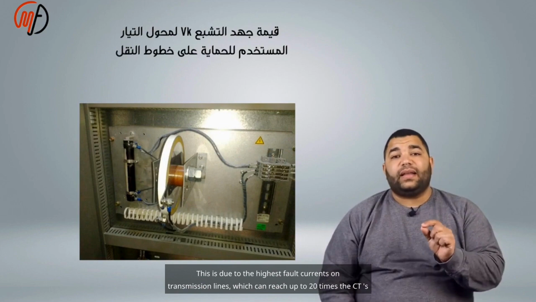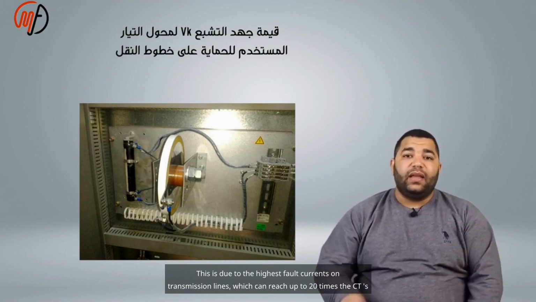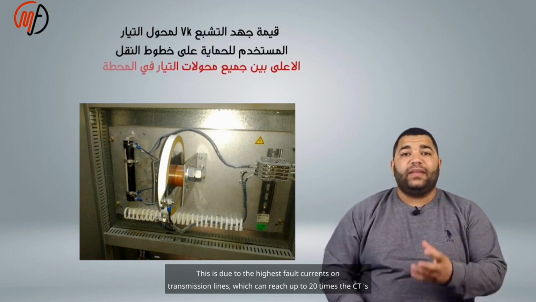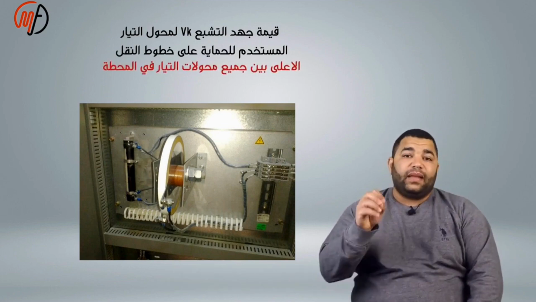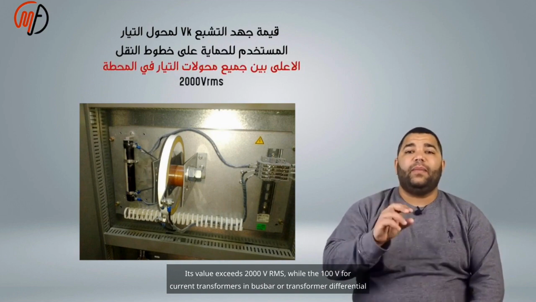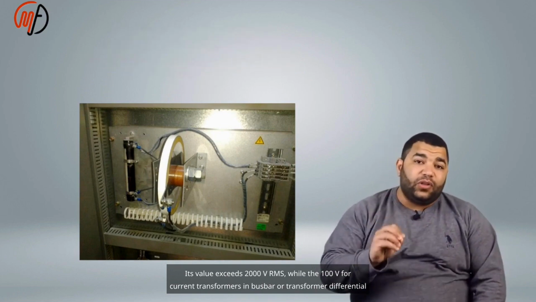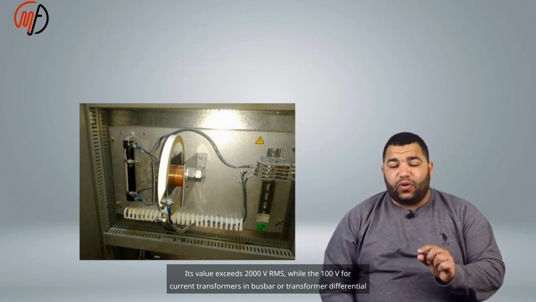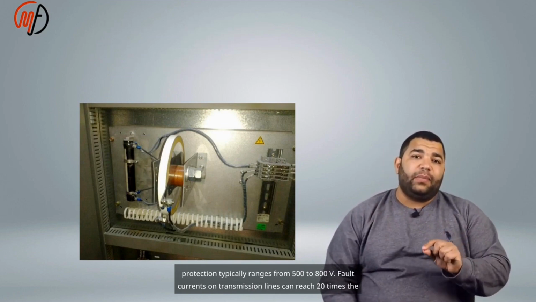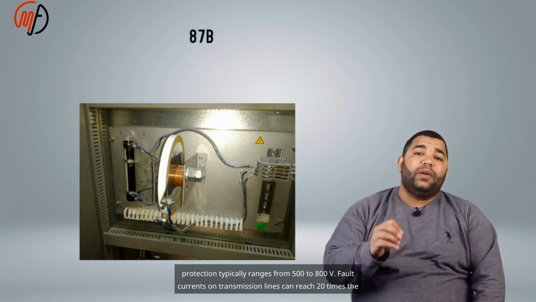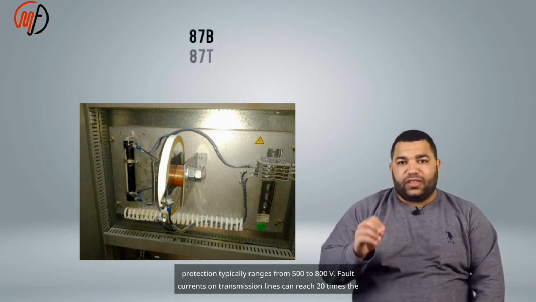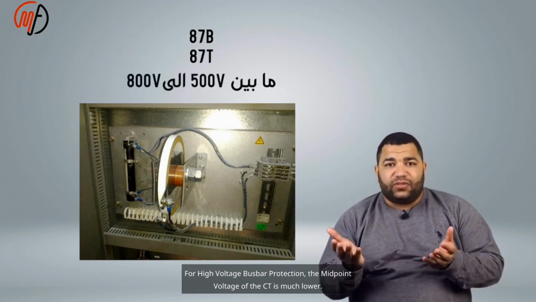This is due to the highest fault currents on transmission lines, which can reach up to 20 times the CT's rated current. Its value exceeds 2000 V RMS, while the voltage for current transformers in busbar or transformer differential protection typically ranges from 500 to 800 V. Fault currents on transmission lines can reach 20 times the CT-rated current.